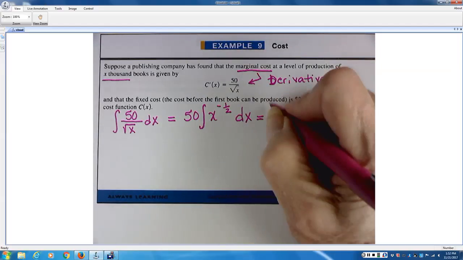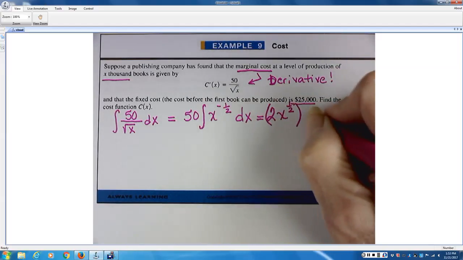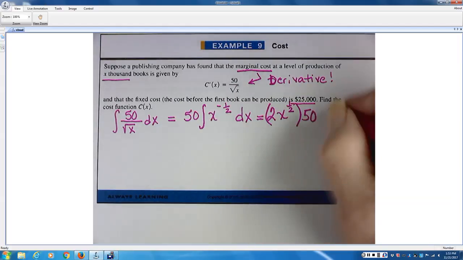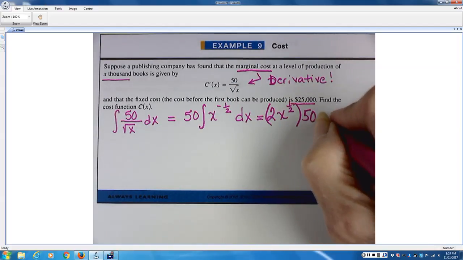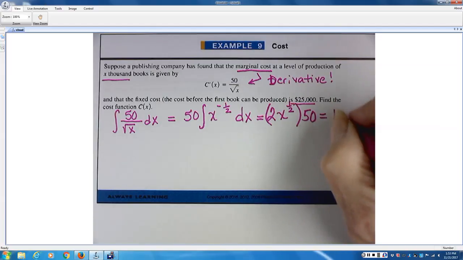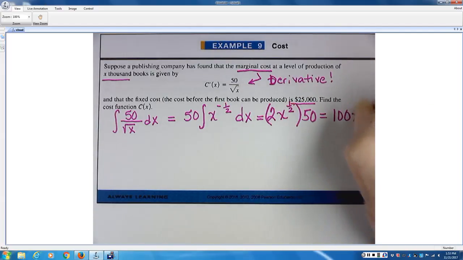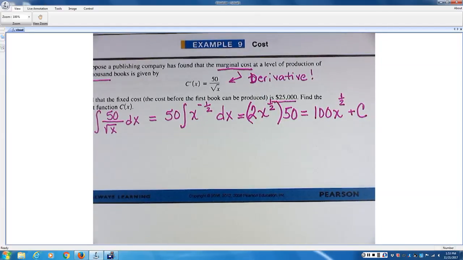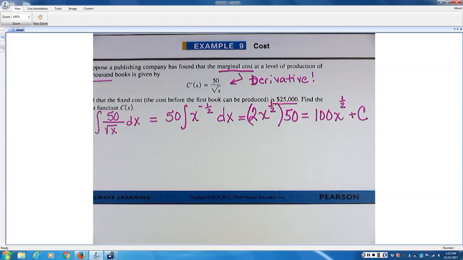And then we're going to keep that 50, that came from the coefficient. And of course we know that we'll have some constant. So 2 times 50 is going to be 100 X to the 1/2 power plus some constant. We don't know what the constant is. So that tells us that this is our cost function.